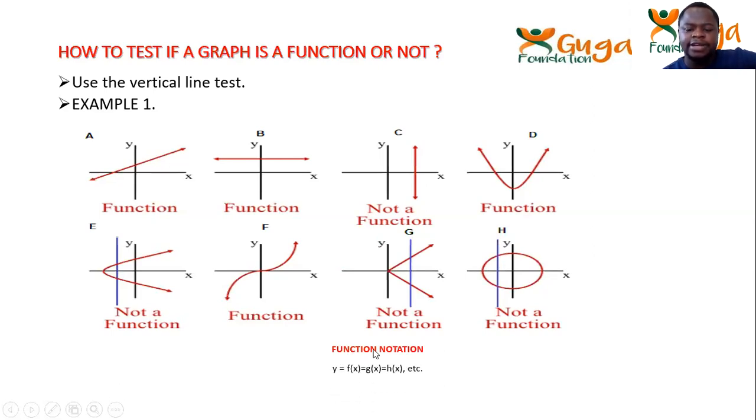Okay, and then we look at function notation. How can you notate a function? So y is equal to f of x, means that if you don't want to write f of x, you can write y. If you don't want to write y, you can write g of x, etcetera.